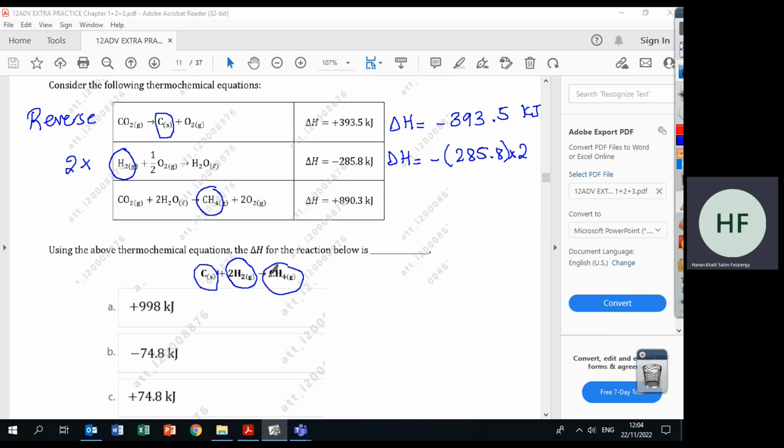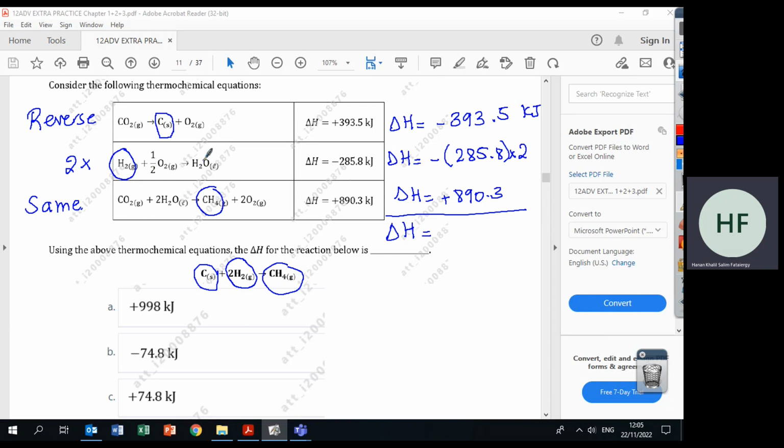Now I want CH4. CH4 is here. The coefficient is 1 and the coefficient here is 1. So I'm not going to multiply it. Here it's a product and here it's a product. So I'm not going to change. This reaction will be the same. So delta H will be plus 890.3. Now we add all these to get the total delta H. Okay, add this one and this one and this one to get the final delta H.